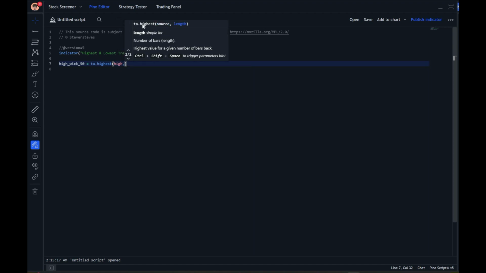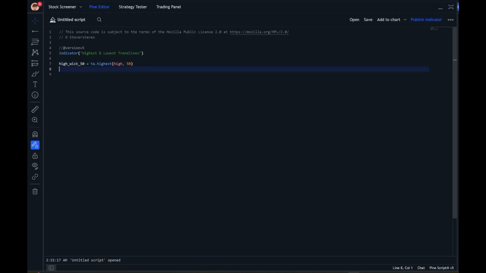And then you see here, the source is high, and for the length, we want to look at 50 candles, so we're going to look 50 candles back. Okay, so now it's going to identify the highest wick 50 candles back. Now let's create a variable called low wick 50 to look for the lowest wick 50 candles back. And how do you think we're going to call that? Well, it's going to be ta.lowest. And what are we going to put in? We're going to put in our low and our length, which is 50.